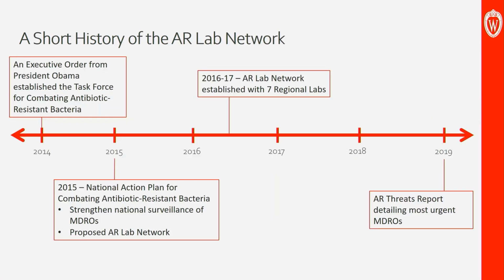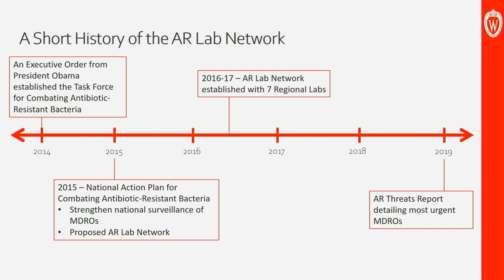And so going all the way back to 2014, then President Obama signed an executive order establishing a task force for combating antibiotic-resistant bacteria. Their action plan came out the next year, and it suggested as a primary response to this to strengthen the national surveillance of MDROs. So surveillance of these organisms was pretty scattershot. Some states were doing a lot, some states weren't doing very much. And so they proposed the AR Lab Network to help fill in those gaps.